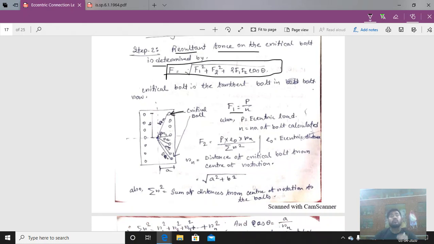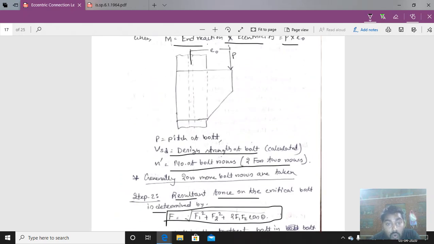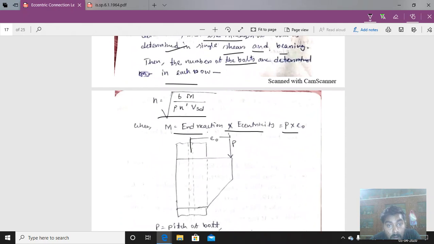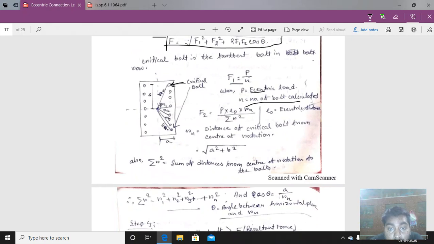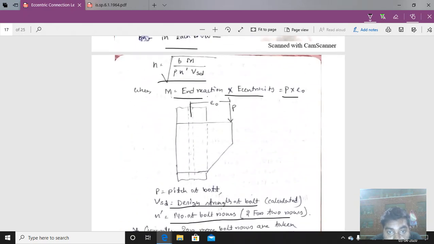P is the reaction force, the eccentric load that is acting, and N is the total number of bolts calculated. With two rows, the number of bolts is multiplied by 2; if there are 3 rows, it is multiplied by 3. So F1 we have calculated. F2 is equal to P into e0 into Rn by summation of R square, where e0 is the eccentric distance.